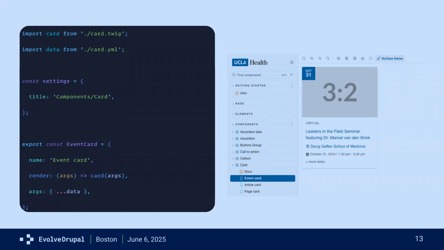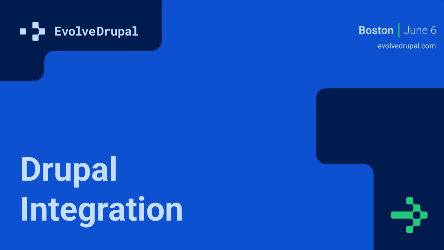Storybook, even though it's sitting inside of a Drupal theme folder structure, doesn't know Drupal exists. Drupal doesn't know Storybook exists. And that's by design until you get to the Drupal integration.